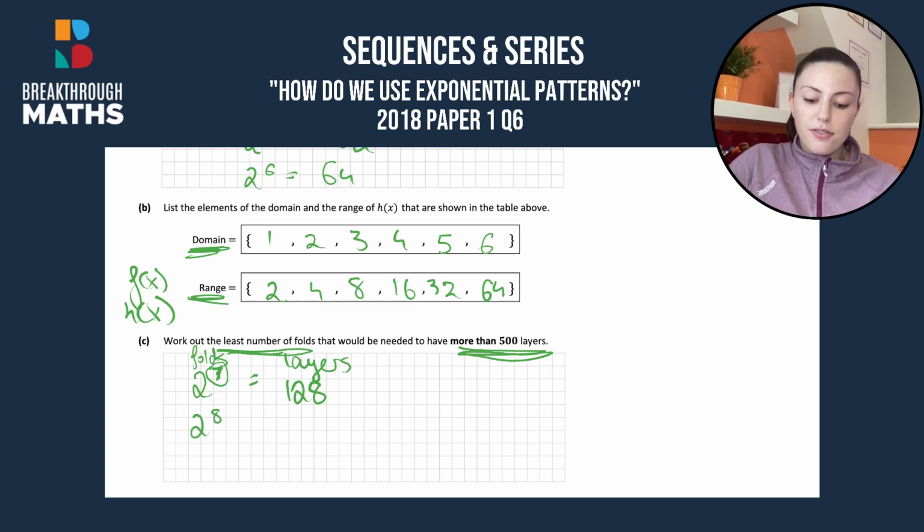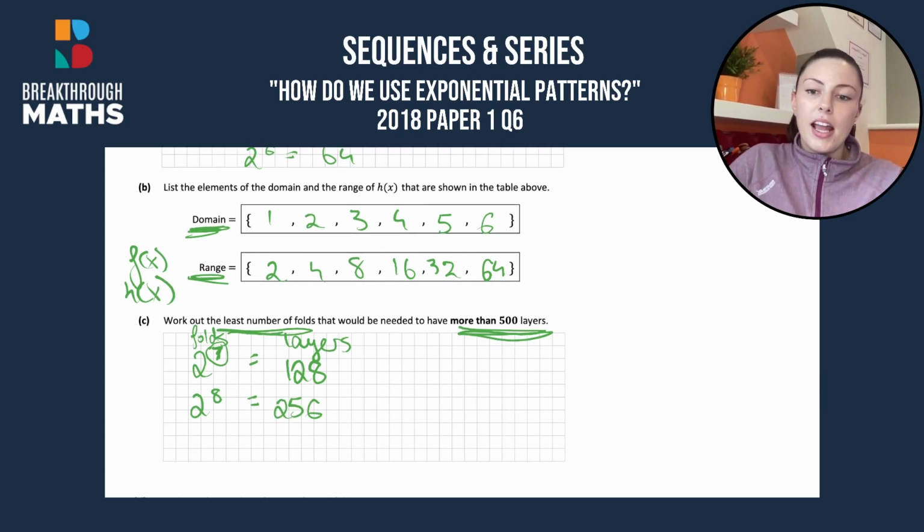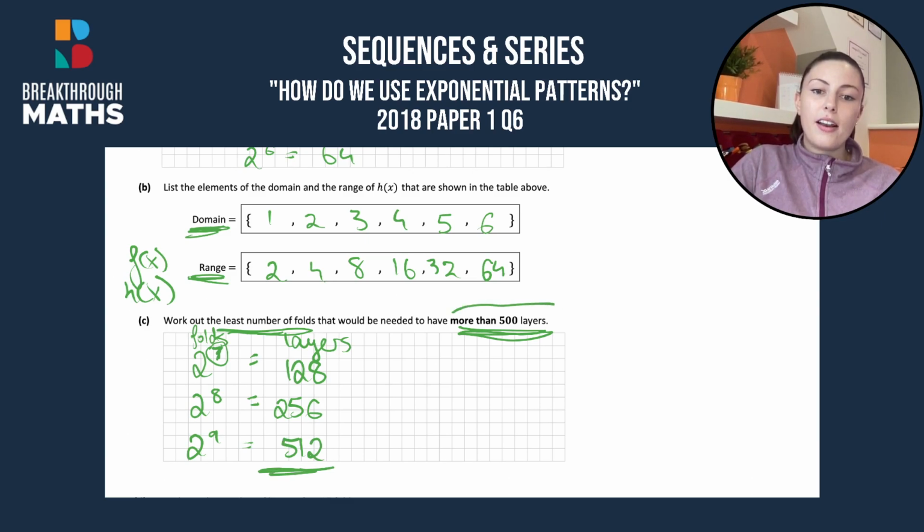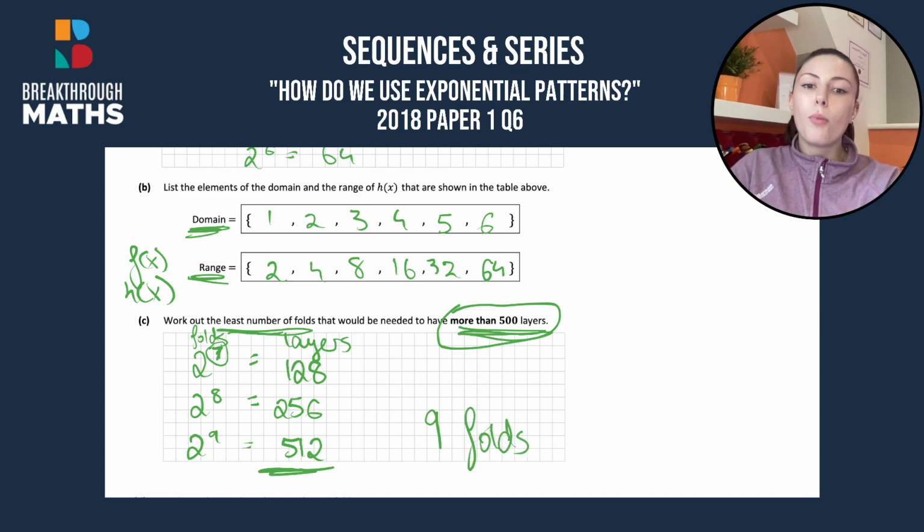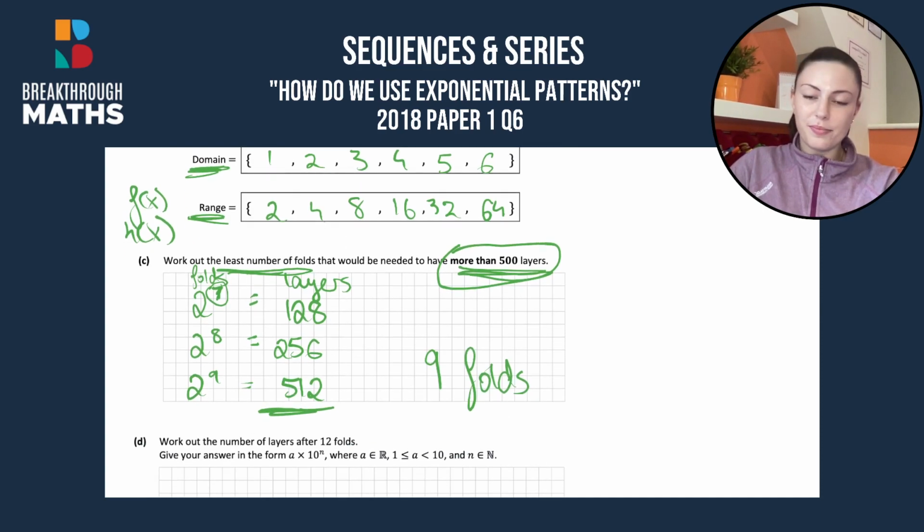If we have 8 folds, so 2 to the power of 8, how many layers will we have? We will have 256 layers. If we have 9 folds, so 2 to the power of 9, this will give us 512 layers. So this is more than the 500 layers. So the least number of folds needed is 9 folds to have more than 500 layers.